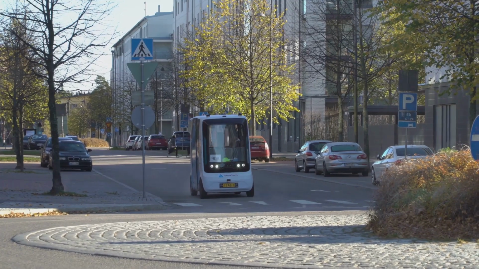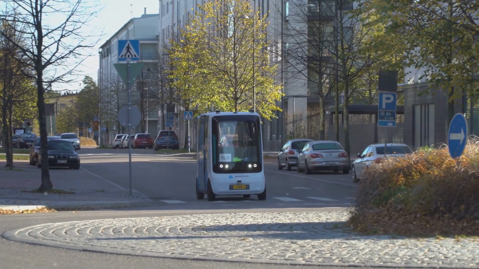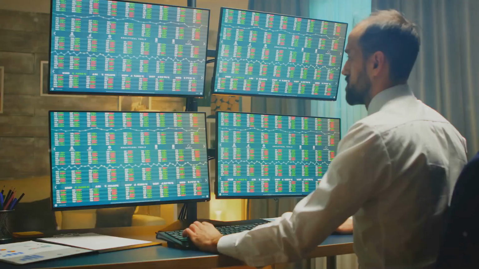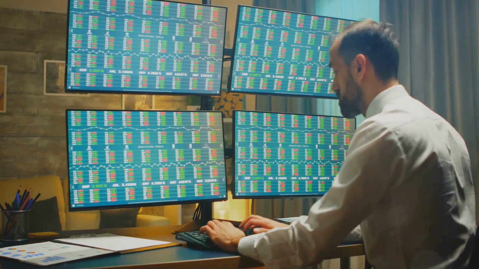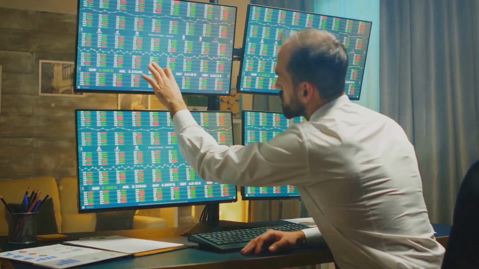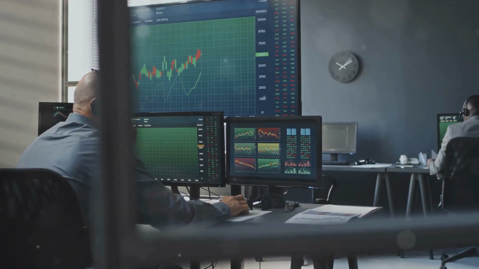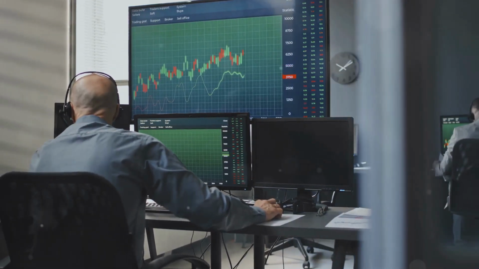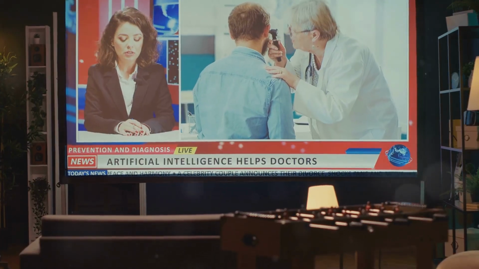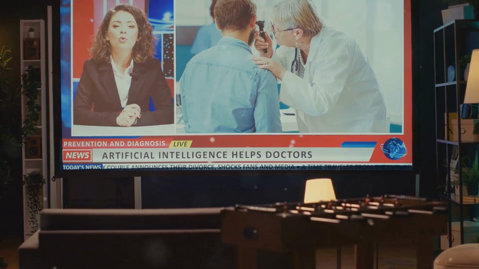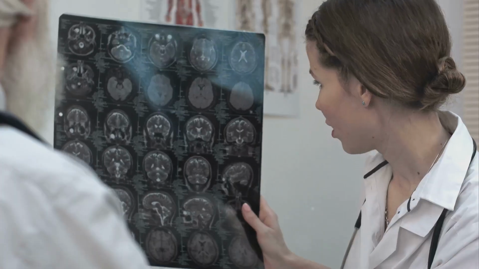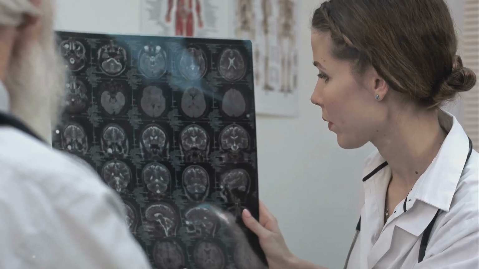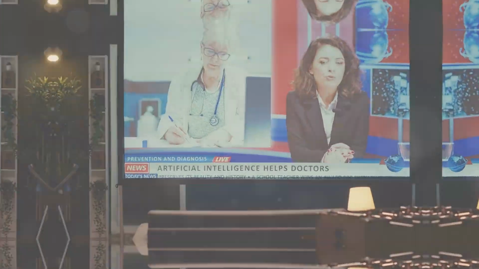These cars use deep learning models to process data from sensors and cameras, allowing them to navigate roads and avoid obstacles. In the field of finance, deep learning is used to detect fraud and predict stock prices. Financial institutions use deep learning models to analyze transaction data and identify patterns that may indicate fraudulent activity. In healthcare, deep learning is revolutionizing medical diagnosis and treatment. Deep learning models can analyze medical images such as X-rays and MRIs to detect diseases like cancer.